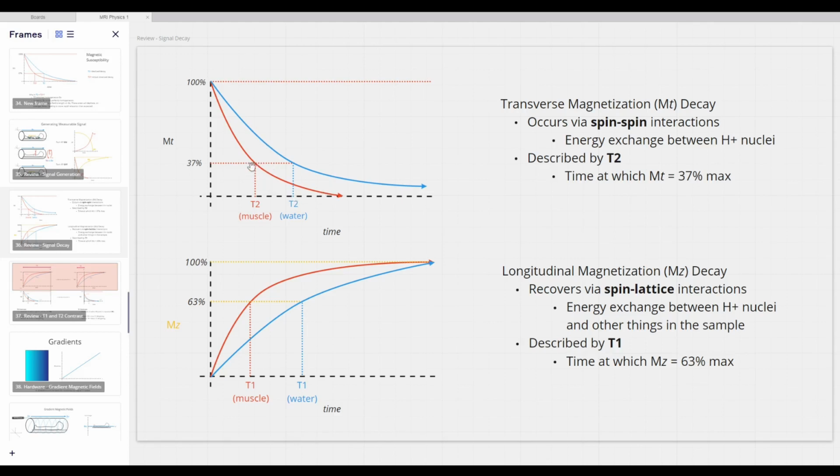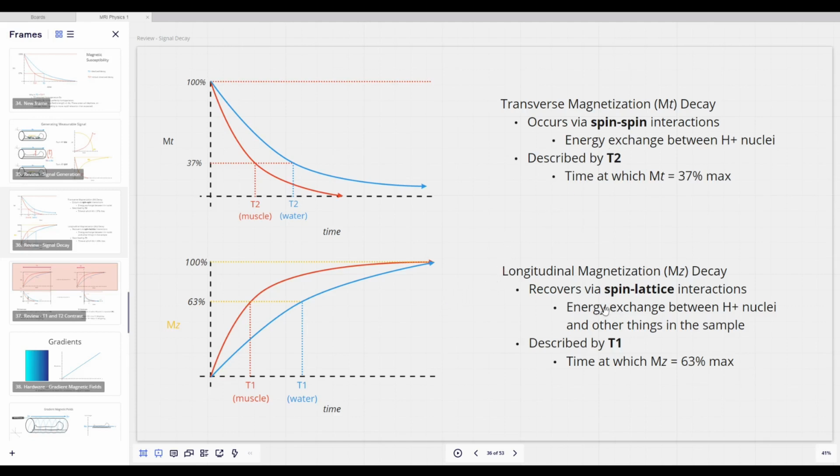Okay. And it's this difference that we're looking for between those two, which allows us to decide how to maximize the differences between the way that those tissues release energy or not. And then a similar thing is going on in the longitudinal direction, right? This recovery back to the original longitudinal magnetization is occurring via spin-lattice interactions, which is different from spin-spin.